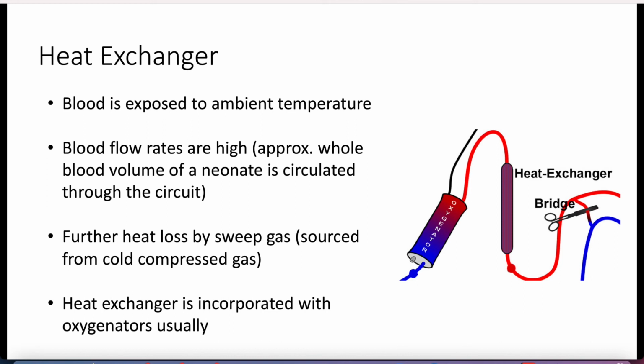The ECMO flow rates are very high. For example, the whole blood volume of a neonate could circulate through the ECMO circuit every minute. As the blood gets exposed to ambient temperature, the patient may lose a lot of heat and may become hypothermic. For this reason, a heat exchanger is usually incorporated in ECMO circuits. Most of the modern oxygenators also incorporate a heat exchanger within itself.